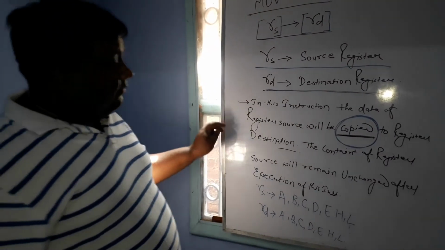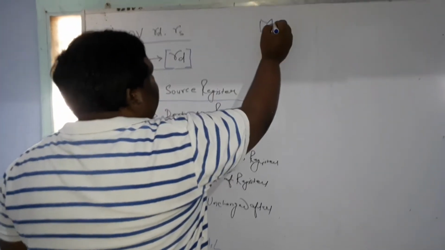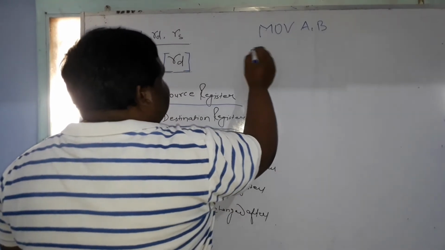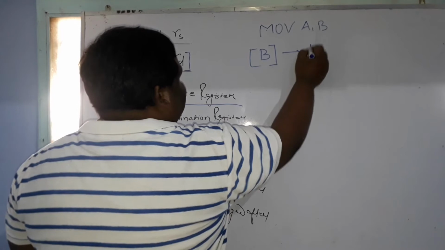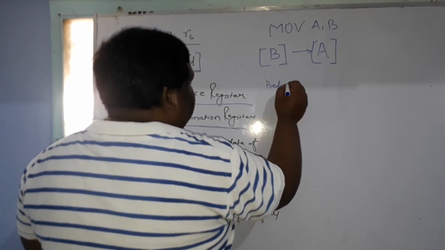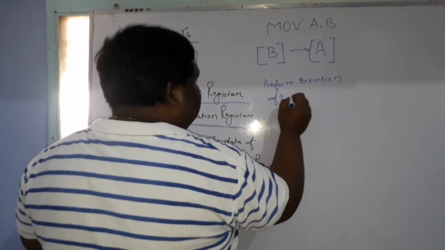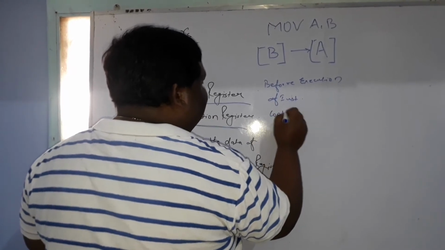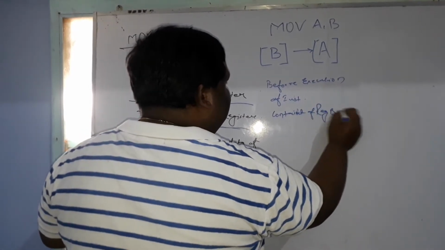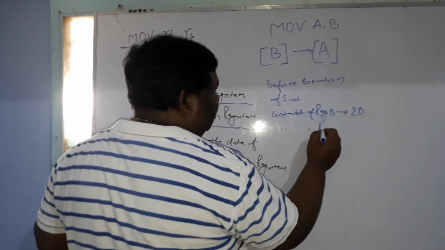Well, to describe this instruction, I am going to give you an example, that is MOV A, B. Here the data of register B gets copied to register A. Let us consider that before execution of the instruction, the content of register B is 20 and the content of register A is 2C.